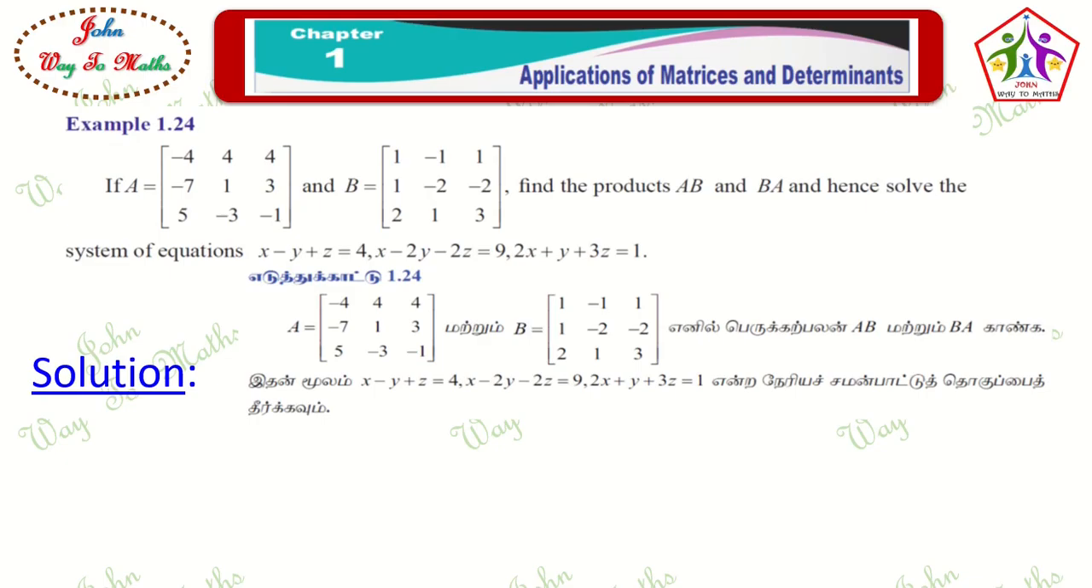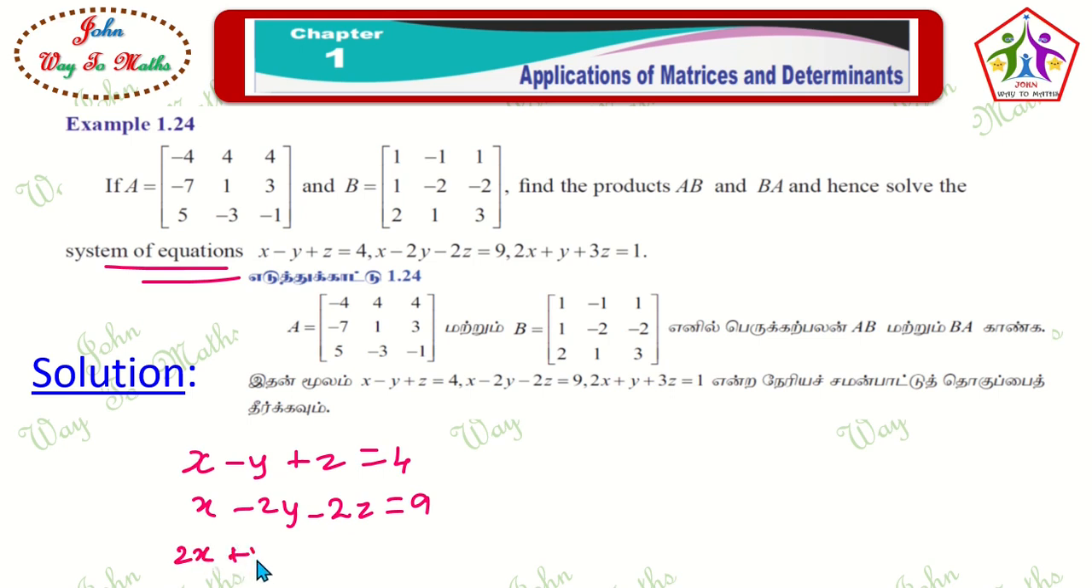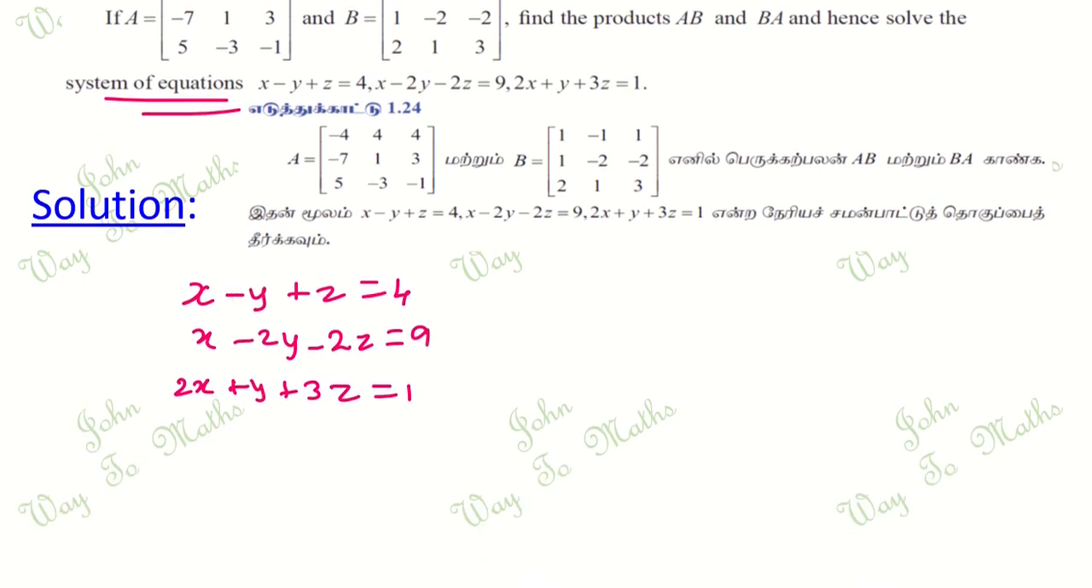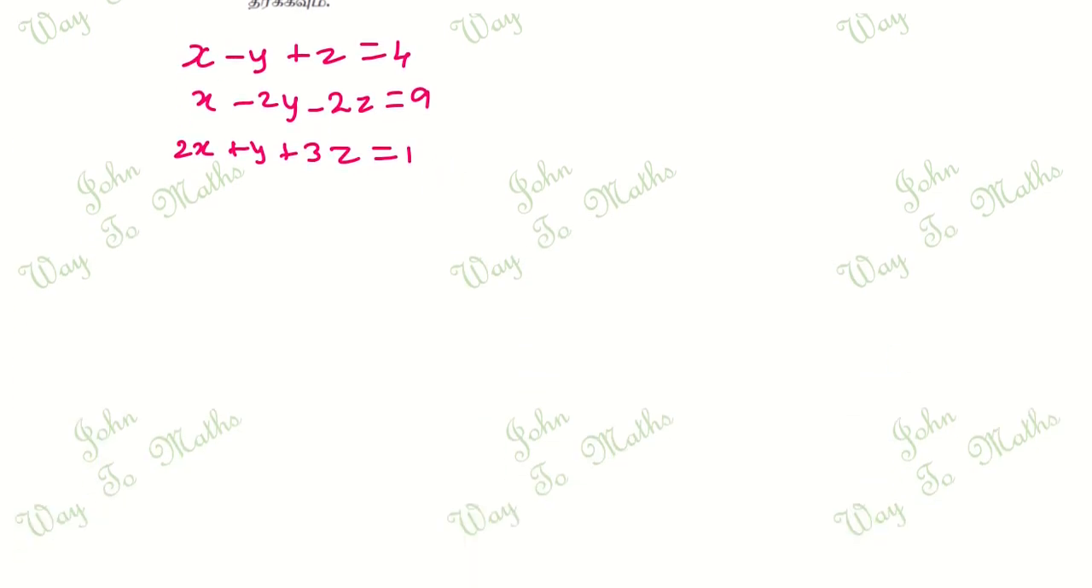So next I'm going to use this condition. Now I'm going to write the system of linear equations. The first one: x minus y plus z is equal to 4. Second one: x minus 2y minus 2z is equal to 9. Third equation: 2x plus y plus 3z is equal to 1. This system of linear equations can be written in the form of a matrix. So here the coefficient of x becomes 1, 1, 2; the coefficient of y becomes minus 1, minus 2, 1; then the coefficient of z becomes 1, minus 2, 3.